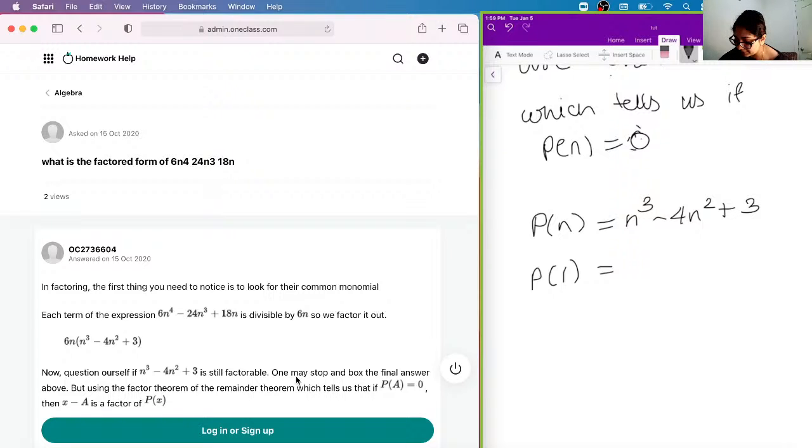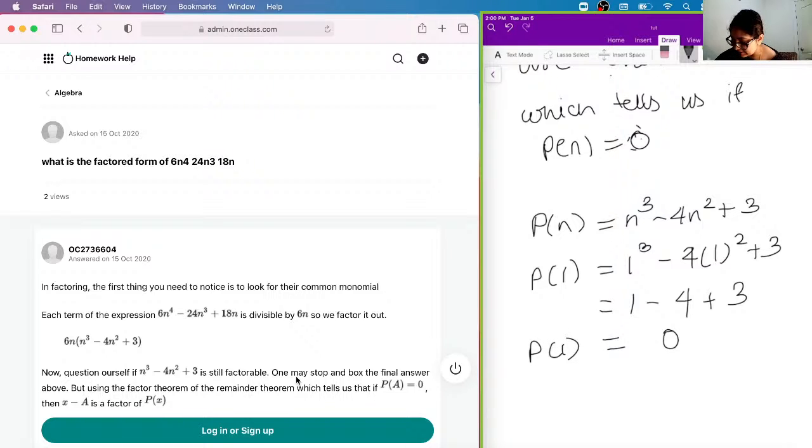So in this case, let's just say 1. We can't use 0, because if you use 0, then we would still have plus 3 at the end. So 0 won't work. So we use 1 cubed minus 4 times 1 squared plus 3. So you have 1 minus 4 plus 3. 1 minus 4 is negative 3, plus 3 is 0. So hence n minus 1 is a factor.